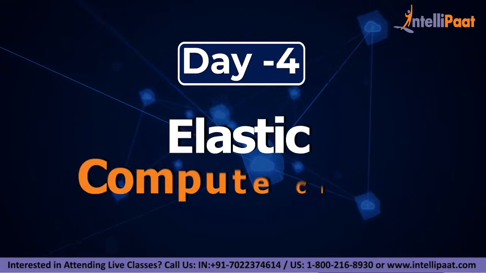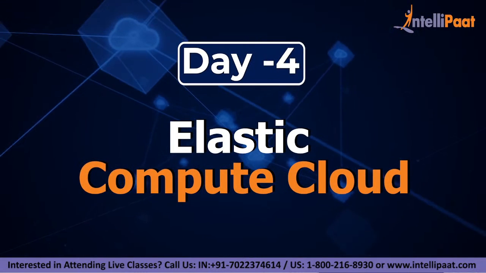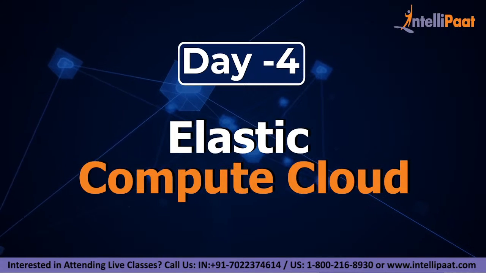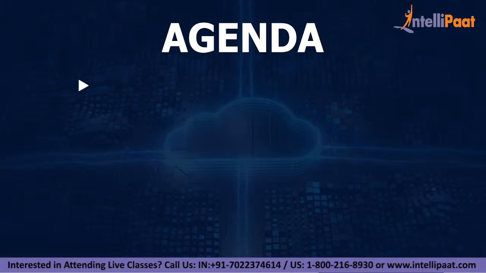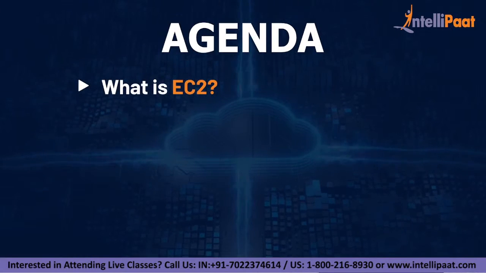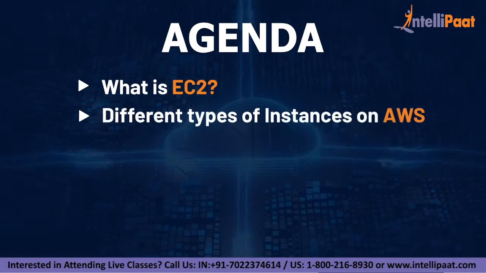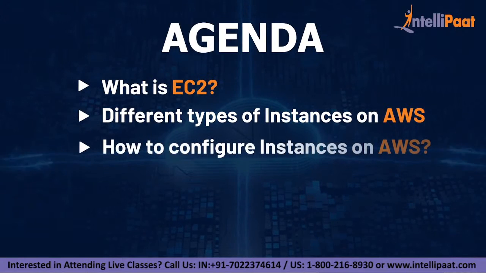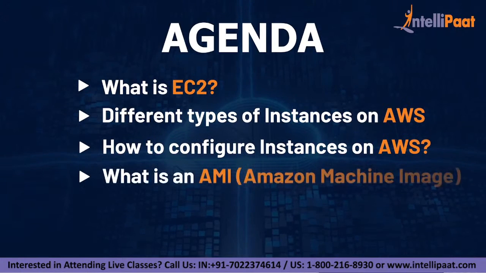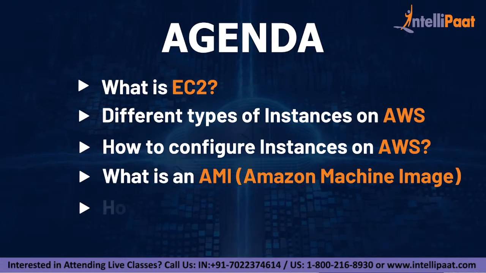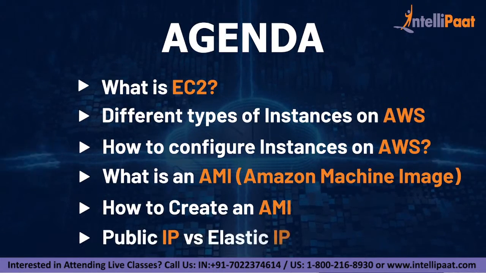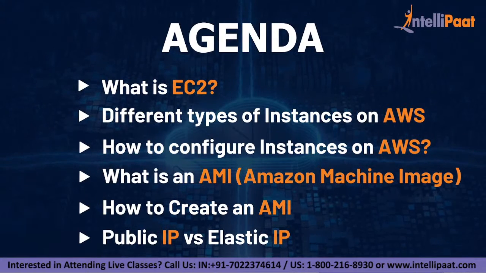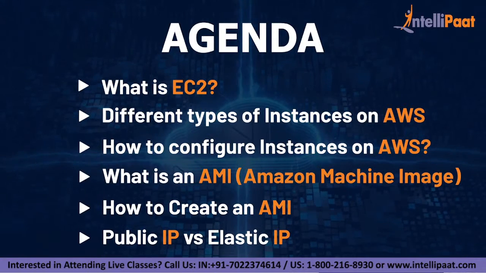Today's session is about Elastic Compute Cloud. This session is going to be about computing services on AWS. So let's check the agenda for this session. In this session you will learn what is EC2, and moving further we'll talk about different types of instances on AWS, how to configure instances on AWS, what is an AMI or Amazon Machine Image, and we'll also talk about how to create an AMI, and we'll sum up this session with public IP versus elastic IP. So that's all with the agenda. Now let's start the session.